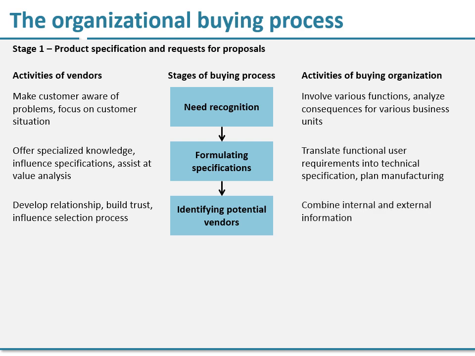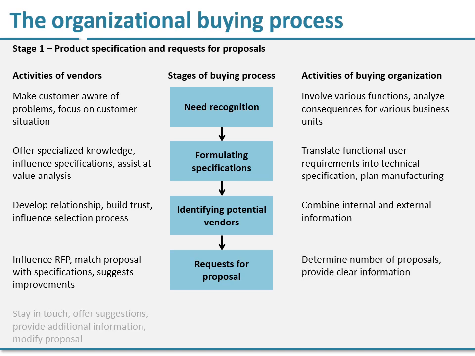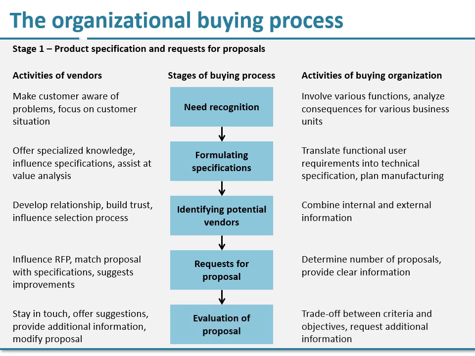Then comes influencing the RFP: match proposal with specification and suggest improvements. The stage of buying process here would be to request for proposals, and the activity would be to determine the number of proposals and provide clear information. The next activity of the vendors is to stay in touch, offer suggestions, provide additional information and modify proposal. This would need evaluation of proposal, and the activity here would be to trade off between the criteria and objectives and request additional information.